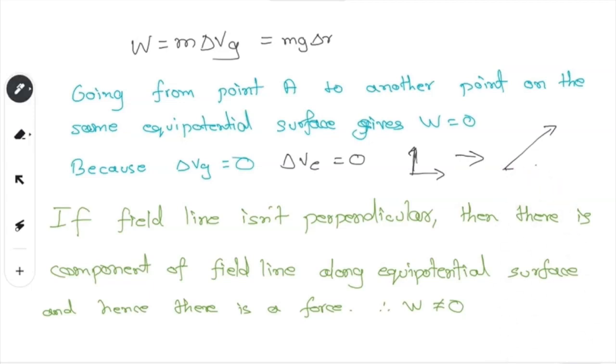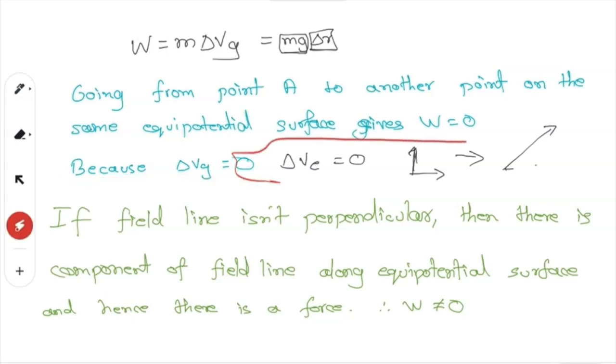There would be some component along the equipotential surface, which means that there would also be a force. And if there's a force and there is some displacement, then work done cannot be equal to 0, but that defies what should be correct. And that's why all field lines have to be perpendicular to those equipotential surfaces.